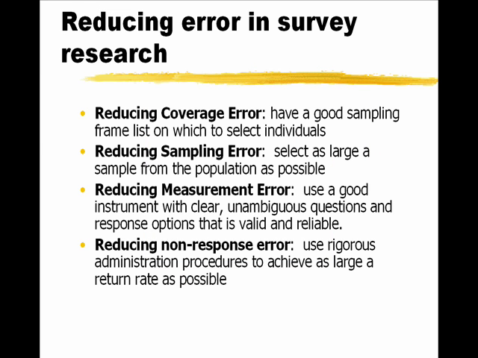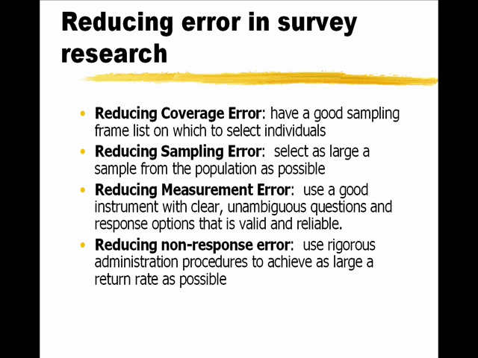We can have some error in survey research, so there's some things that we can do to reduce these 4 different types of error. First kind of error is coverage error. We're not having enough individuals, so we need to have good sampling frame lists on which to select our individuals. The sampling frame list, again, is the list of all the individuals that can possibly be part of your target population. Reducing sampling error, we select as large a sample from a population as possible.